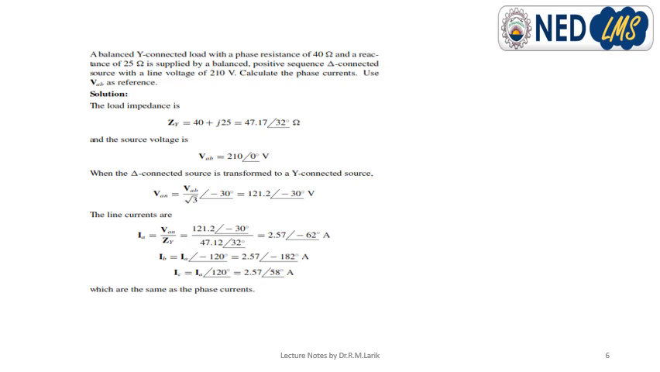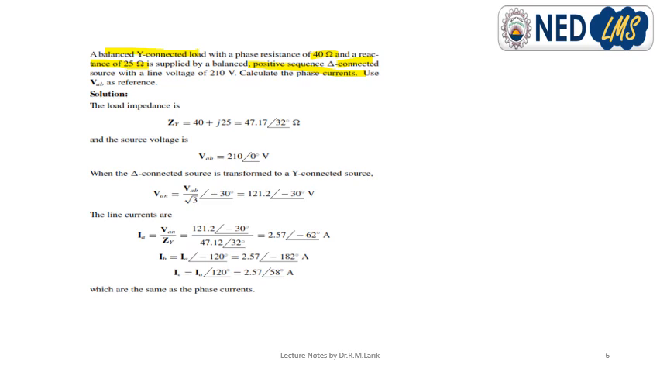Now consider this example. You see a balanced Y connected load with a phase resistance of 40 ohms and reactance of 25 ohms, supplied by a balanced positive sequence delta connected source. So this one is Y-delta, with a line voltage of 210 volts. Calculate the phase current, using VAB as the reference. So let's start the solution.